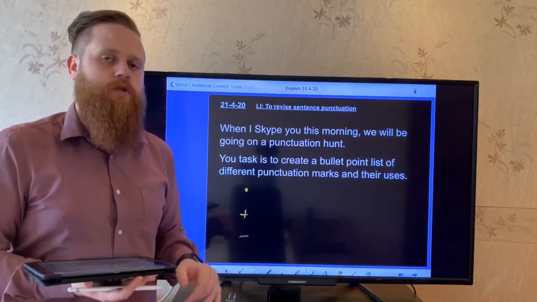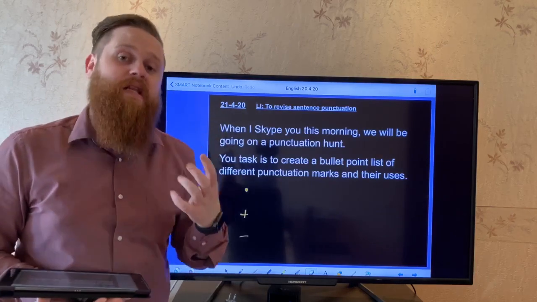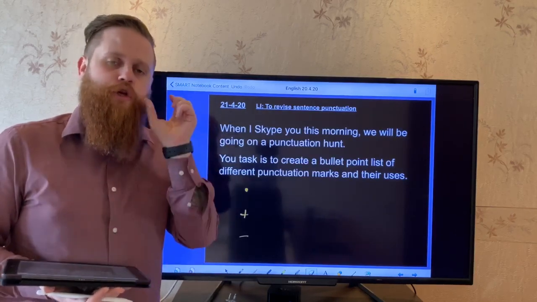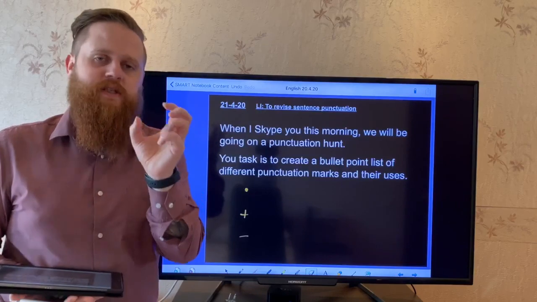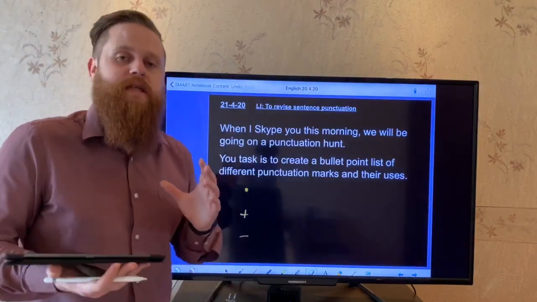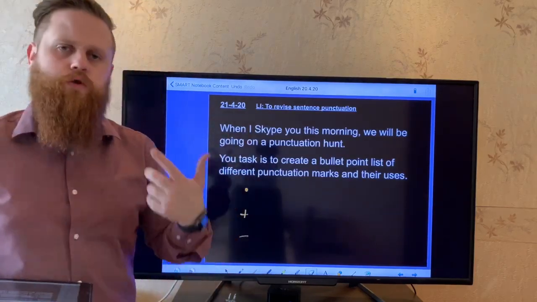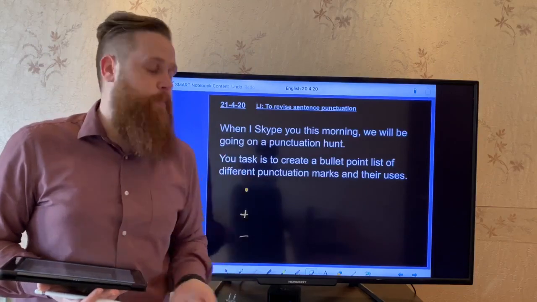Now, the reason these are important is they really emphasize and highlight the information. It makes it really clear what you're trying to say, because bullet points usually only contain the most important information. And that's what you're going to be doing today. You're going to be making a bullet point list about different punctuation marks. What are they? What are they called? Why do we use them? And maybe even an example, okay?